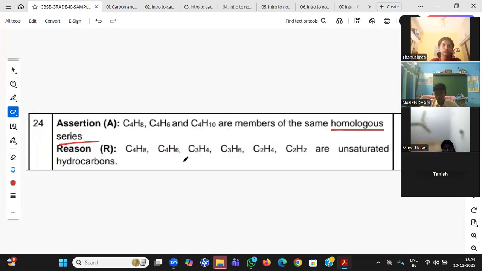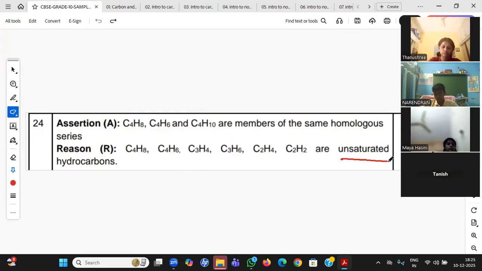So you can see here the gap between them is C4 only H2. The gap between them is only H4. So they do not belong to the same family. And you can also see the general formula, student. CnH2n is an alkene. CnH2n minus 2 is an alkyne. CnH2n plus 2 is an alkane. Okay, they definitely don't belong to the same family or the same homologous series.